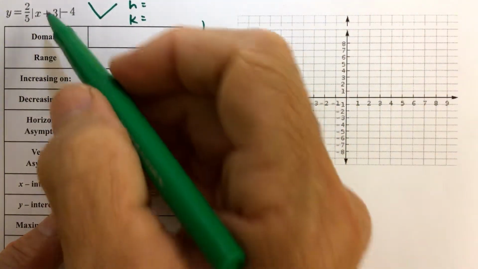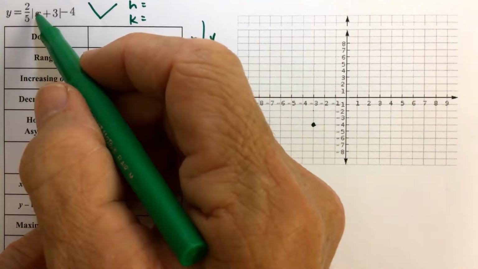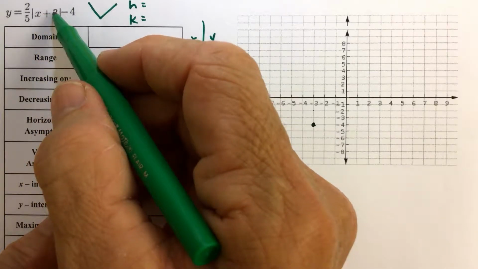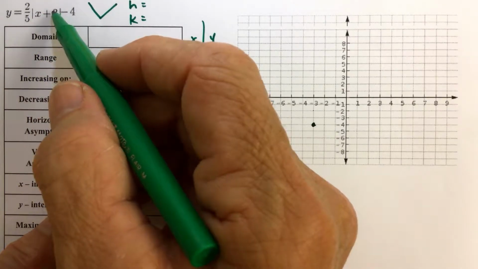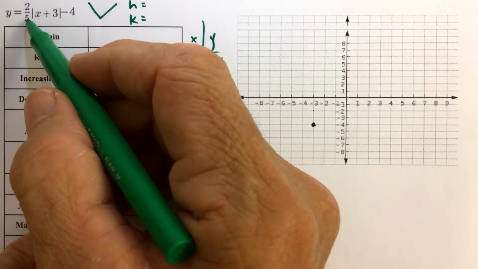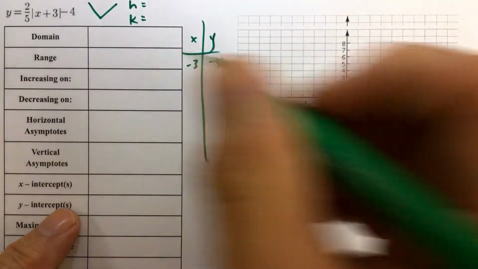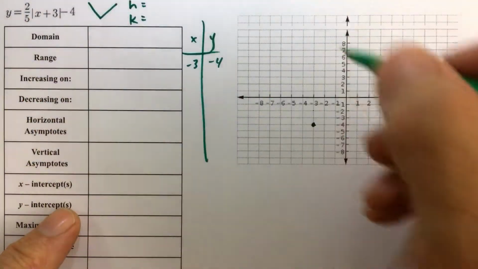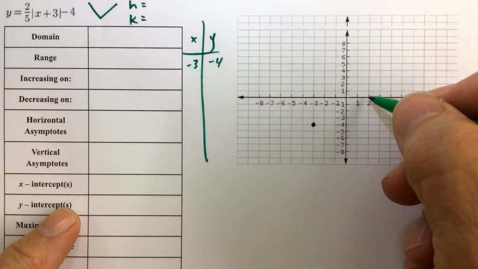So if we pick a strategic value, like let's say 2: 2 plus 3 is 5. The absolute value of 5 is 5. 5 times 2/5 is 2. 2 minus 4 is -2. So if we pick x to be 2, we get y is -2.